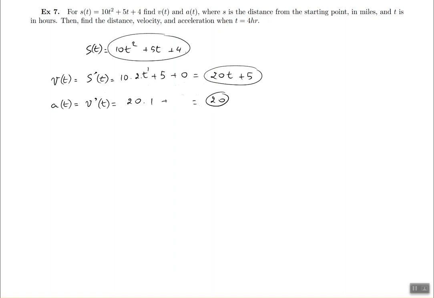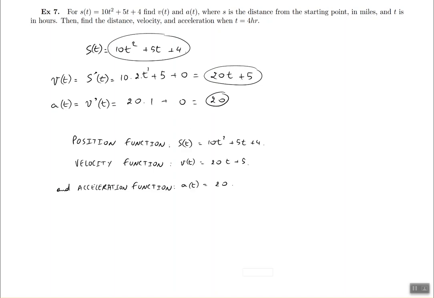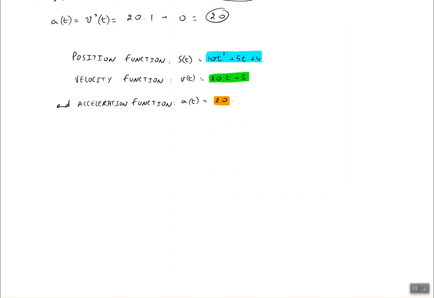So at this point, we have found the functions for the position, for the velocity, and for the acceleration. If you notice, the acceleration in this particular problem is always 20, so it's always fixed, whereas the velocity is 20t plus 5, and the position is 10t squared plus 5t plus 4. This was given to us by the problem. So once we have found the distance, velocity, and acceleration, they want us to find what they are when t is equal to 4. So basically, all we have to do at this point is plug in t equal to 4 and figure out what that answer is.